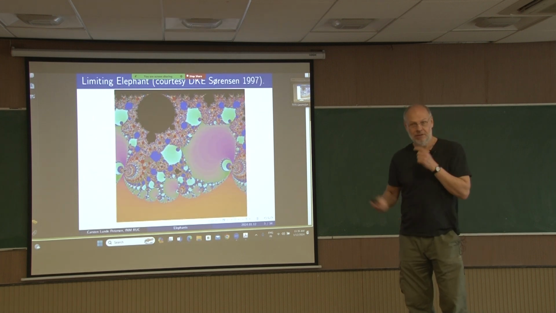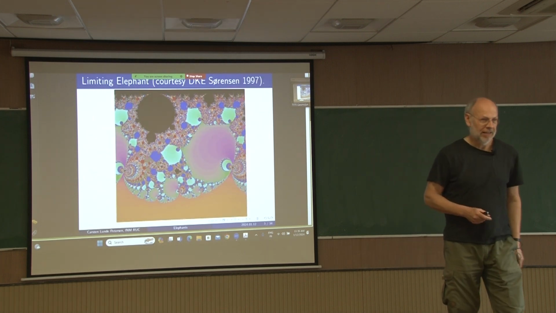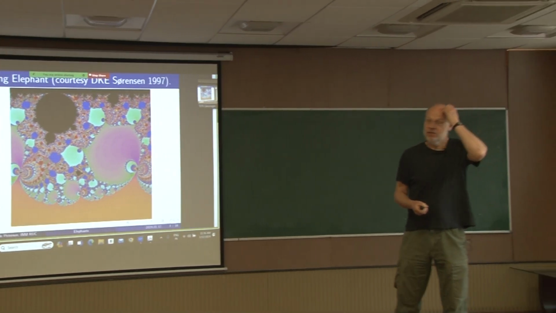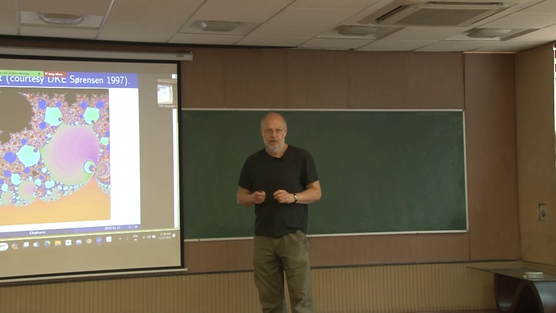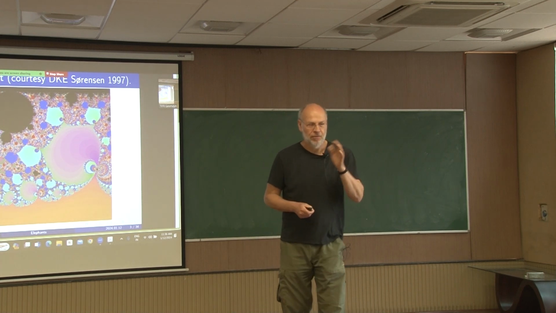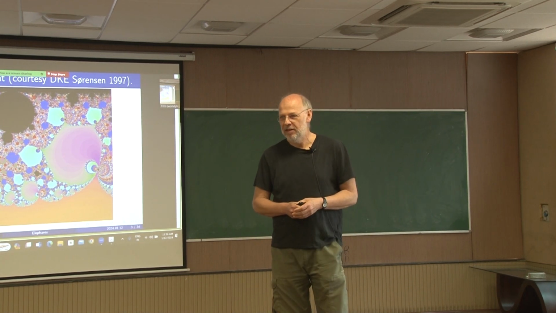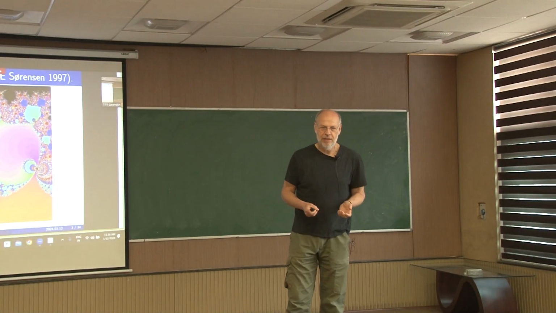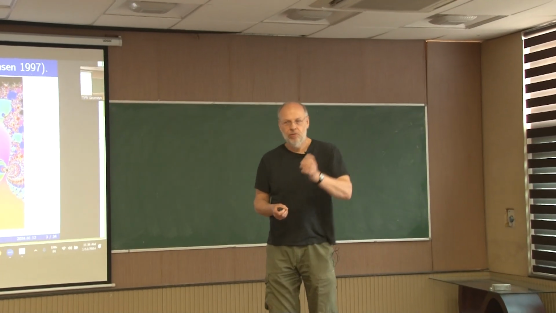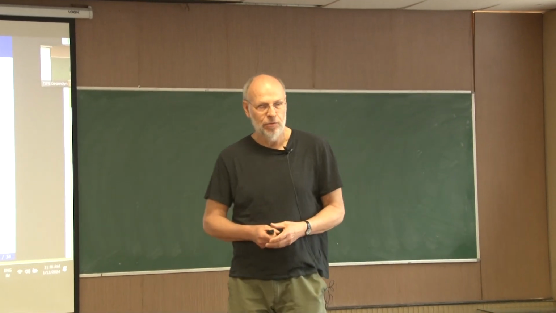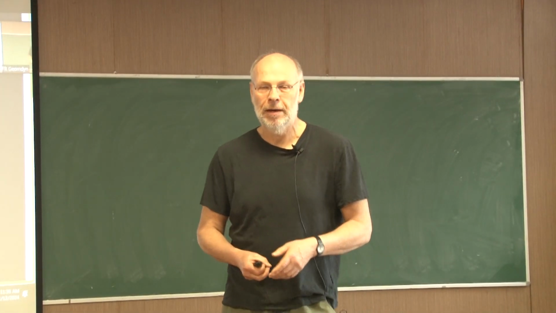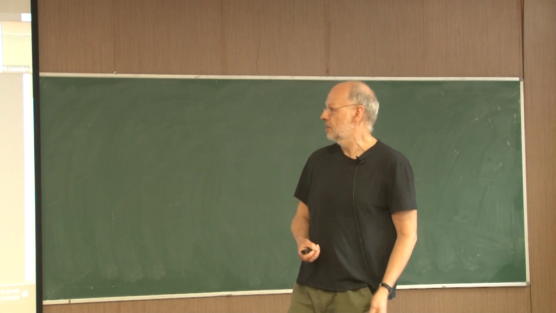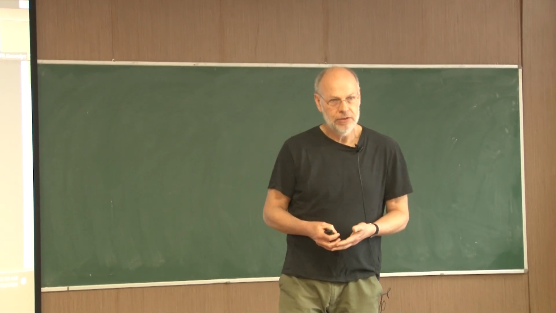What are elephants about? So here's an elephant upside down. It's a true limiting elephant. It's a picture that was shown to me by Sørensen the first time in the early 90s. So when I started my master and PhD program, Mitsu was starting to prove and eventually proved his theorem about the Hausdorff dimension of the boundary of the Mandelbrot set, which relies on parabolic implosion.